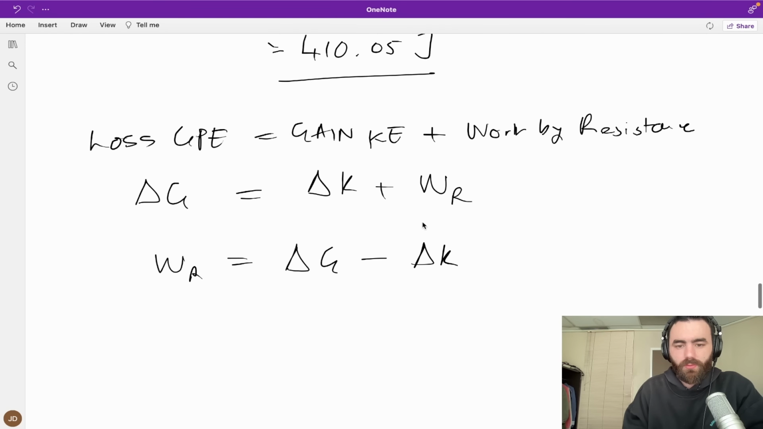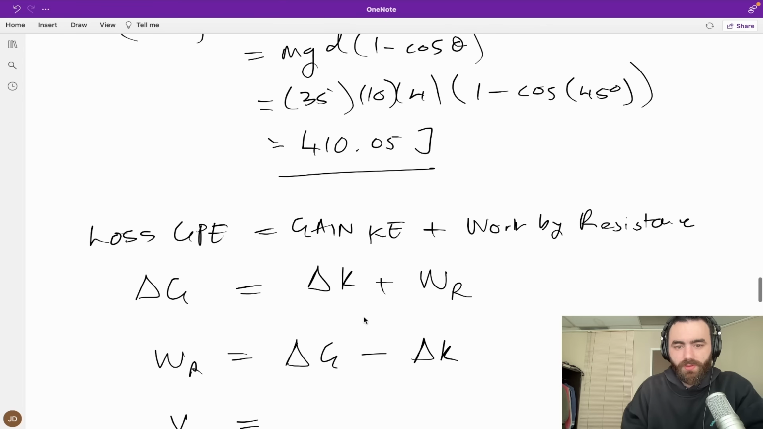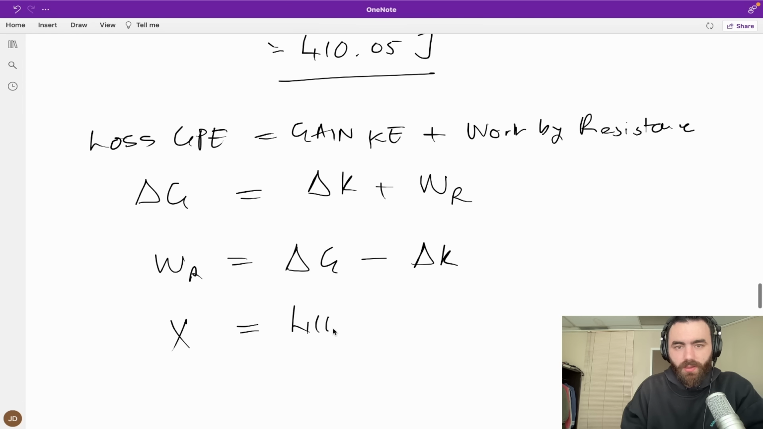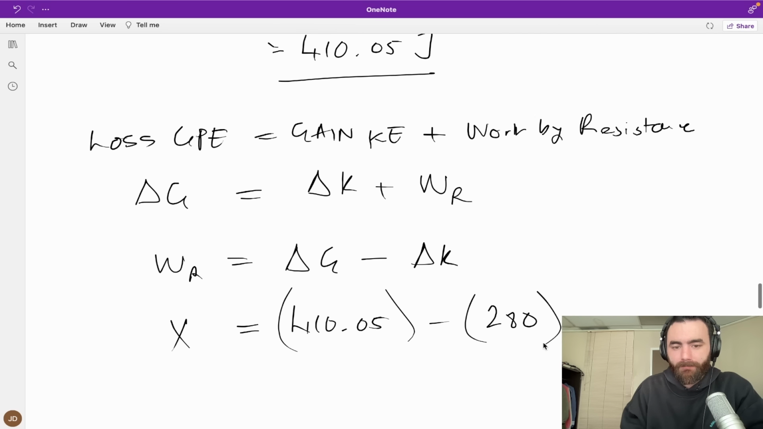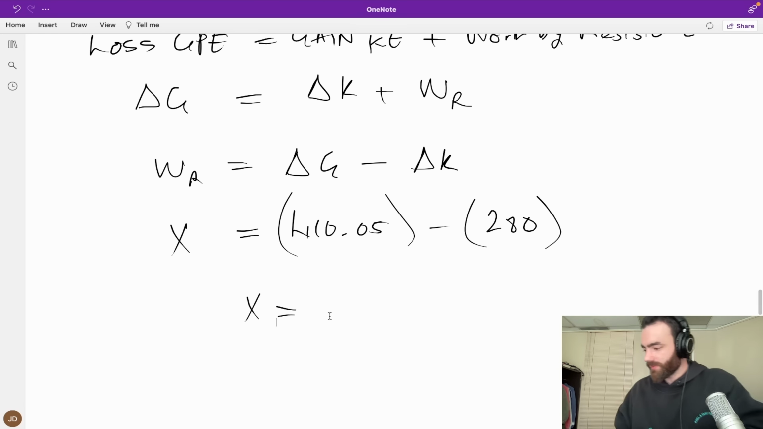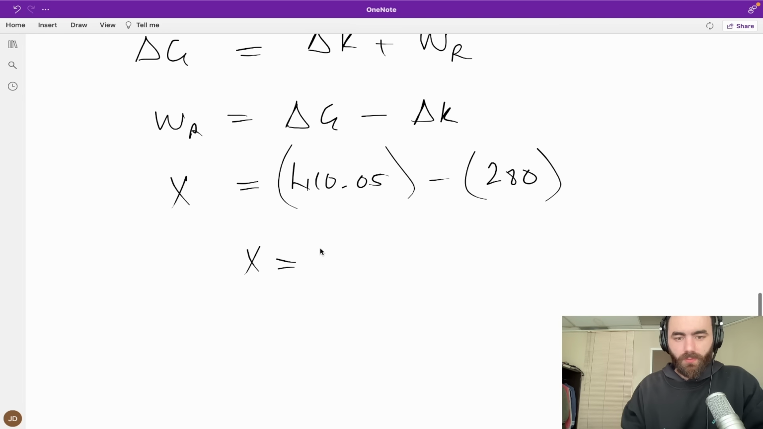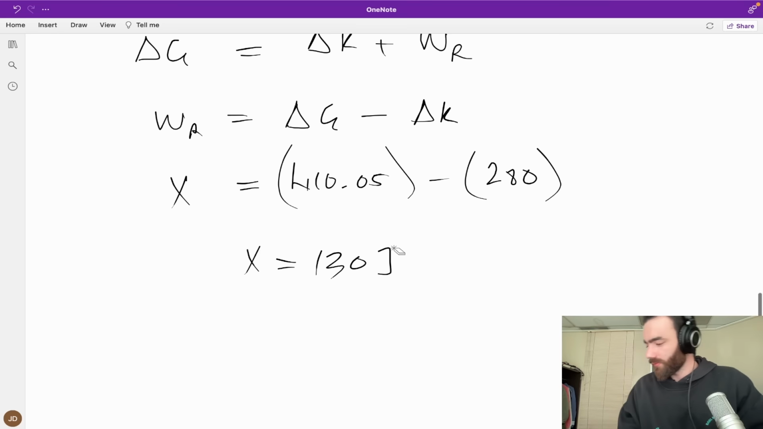So this is X, just going to be minus, X equals 130 joules.